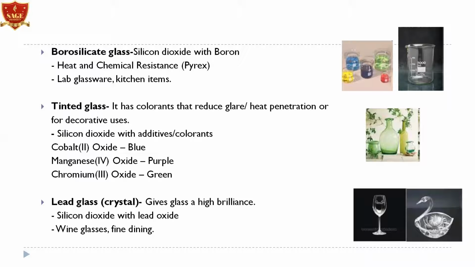Next is lead glass, that is also known as crystal. It gives a high brilliance, as we know by the name crystal itself. It has lead oxide in it, which gives that brilliance or brittle shine to the glass. Normally, wine glasses or fine dining items are majorly made of such type of glass.